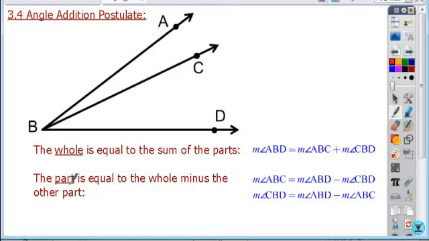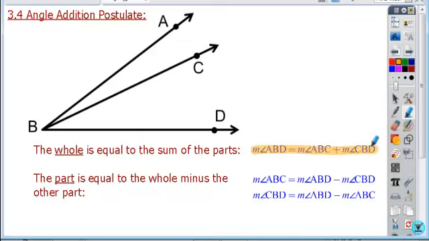So that not only works for segments, but we now see with this postulate, which again is not going to be proven, it's just going to be assumed to be true and is accepted as such, that these two relationships are true for angles as well as segments. Okay, so the three variations of how to interpret the angle addition postulate: the whole, angle ABD, is equal to the sum of the parts, angle ABC and angle CBD.